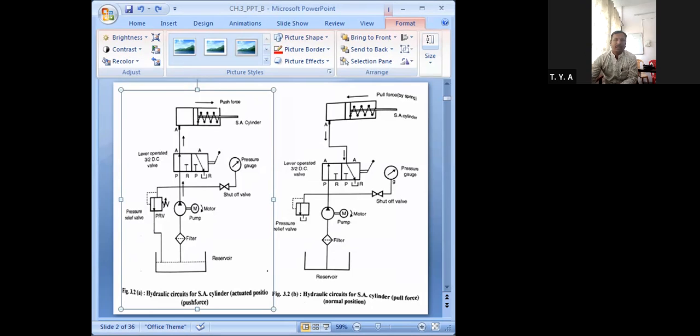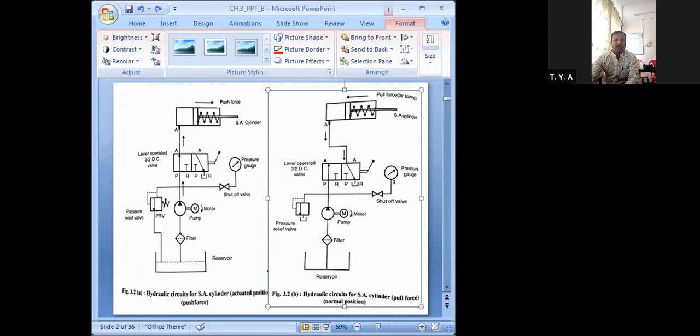Then to return back, what will happen that time? You can operate the lever. You can press this lever. That time what will happen? This line will connect to this A2 reservoir. You can see here the A2 reservoir. So this is the second position. See the difference between this first position and second position in the hydraulic circuits for the single acting cylinder. This normal position means the pulling force, that means the retraction stroke is happening.